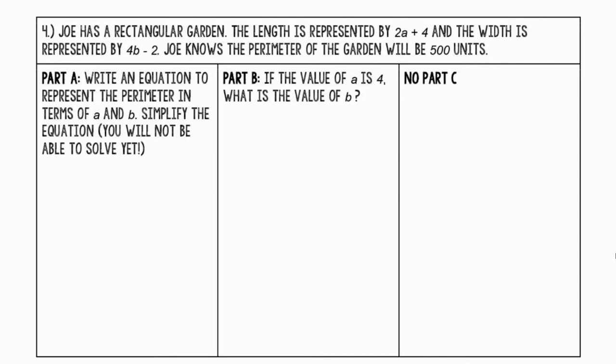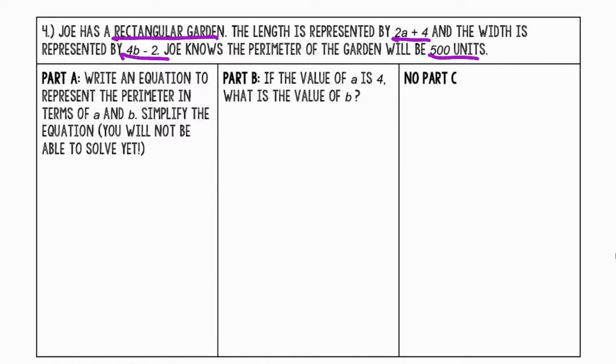So Joe has this garden, and they told us it was a rectangle. The length is represented by this amount, and the width is represented by this amount. Joe knows the perimeter of the garden is going to be 500 units. Write an equation to represent the perimeter in terms of A and B. Simplify the equation. It says you will not be able to solve it yet.